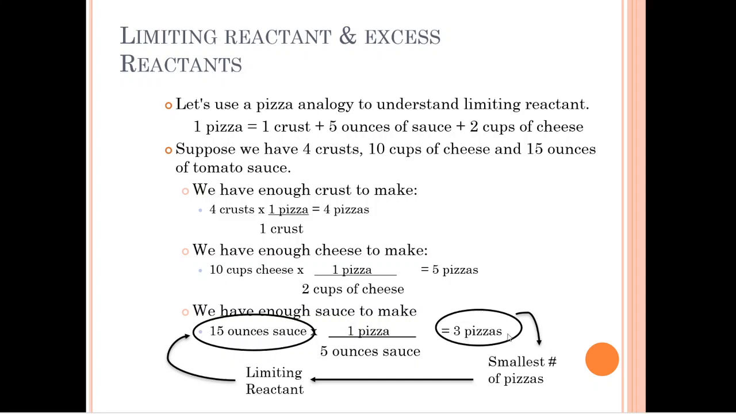We can see right here that the sauce is our limiting reactant, which means it is the one that is going to determine how many pizzas I can make, because I can only make 3. Once I run out of sauce, I can't make any more pizzas. It's the smallest number, so that's my limiting reagent. When we talk about excess, that's the one that makes the most, so we're going to have the most left over. Here that's the cheese. It can make 5 pizzas, so this one would be my excess reactant.